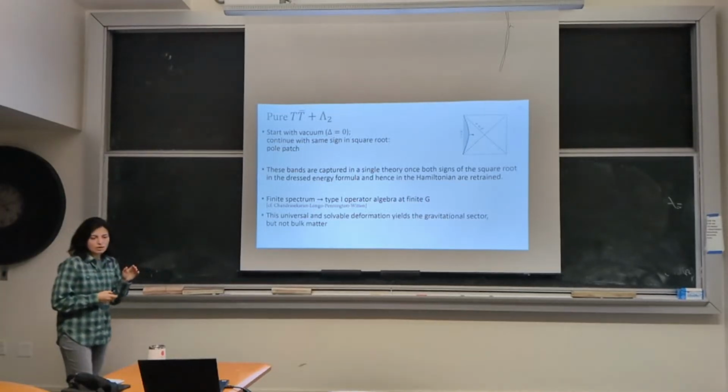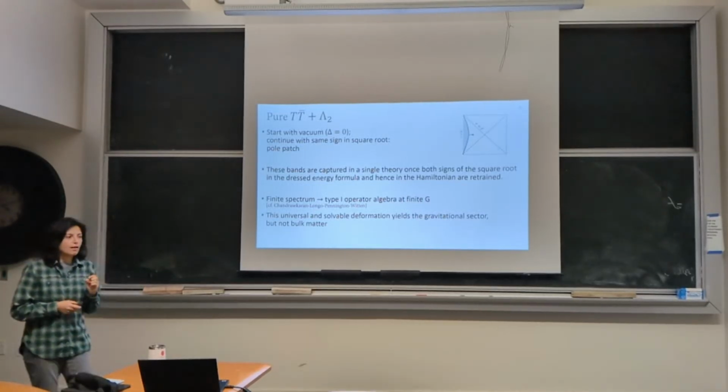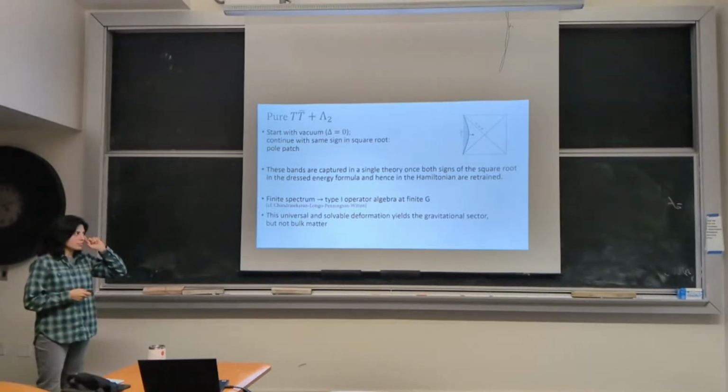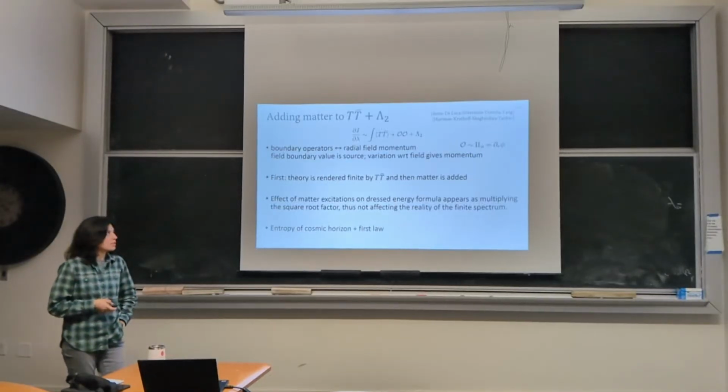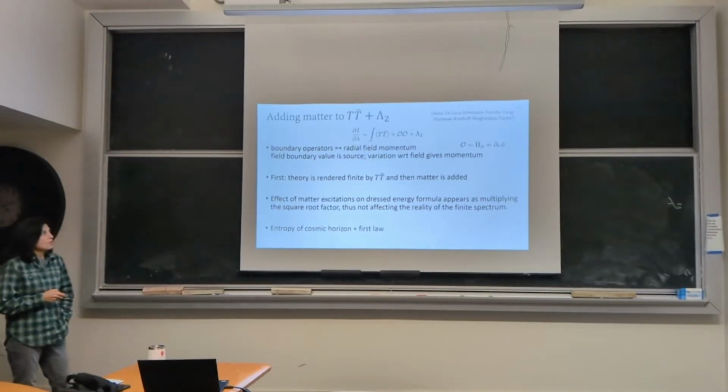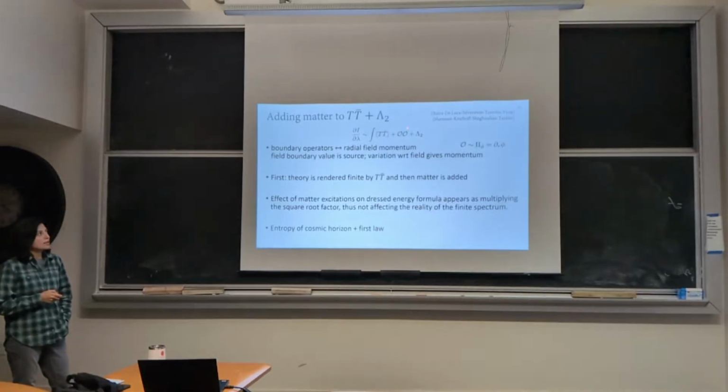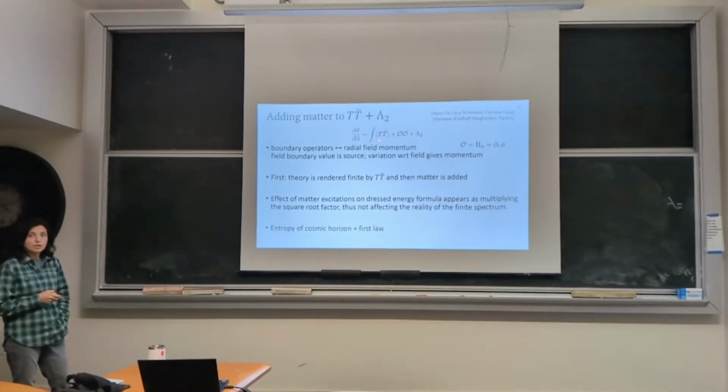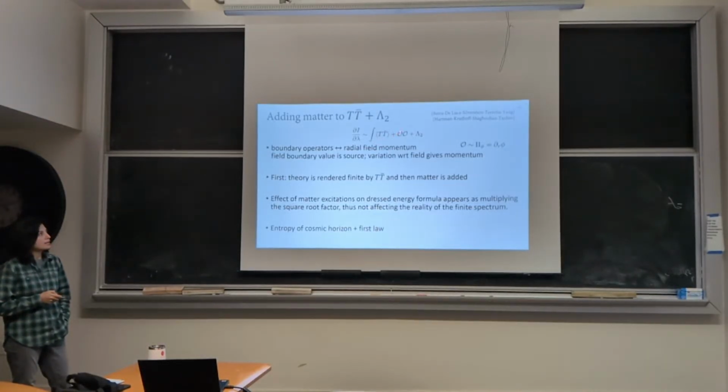So far we've been talking about pure gravity, and this deformation gives us the gravitational sector. We can add matter fields to the deformation. The rough idea is that on the CFT side, we need to add something of this type, the boundary operator that corresponds to the bulk radial derivative. So if phi is the bulk field, the boundary operator that corresponds to this bulk field is the radial momentum of the bulk field.